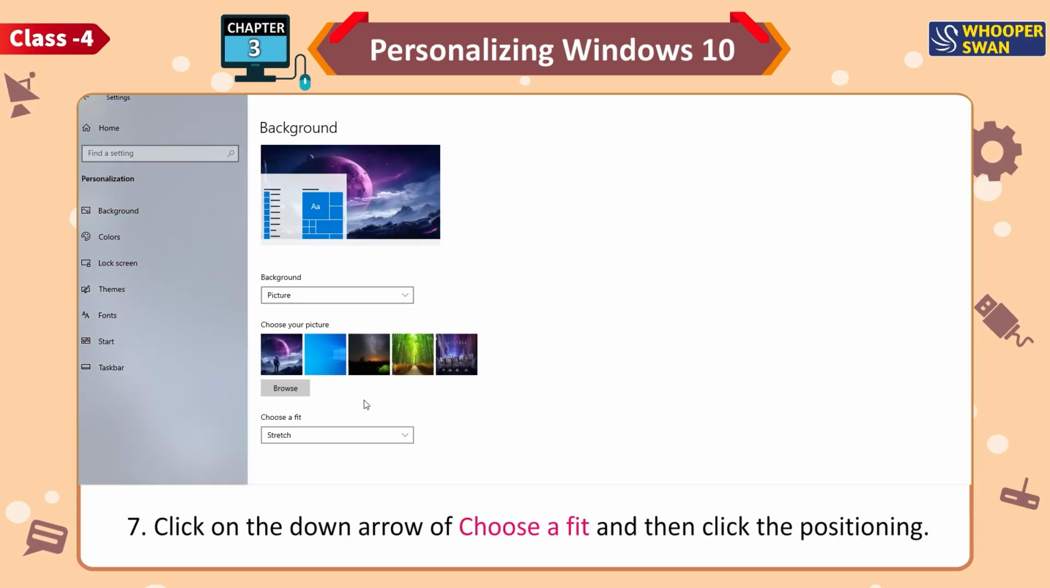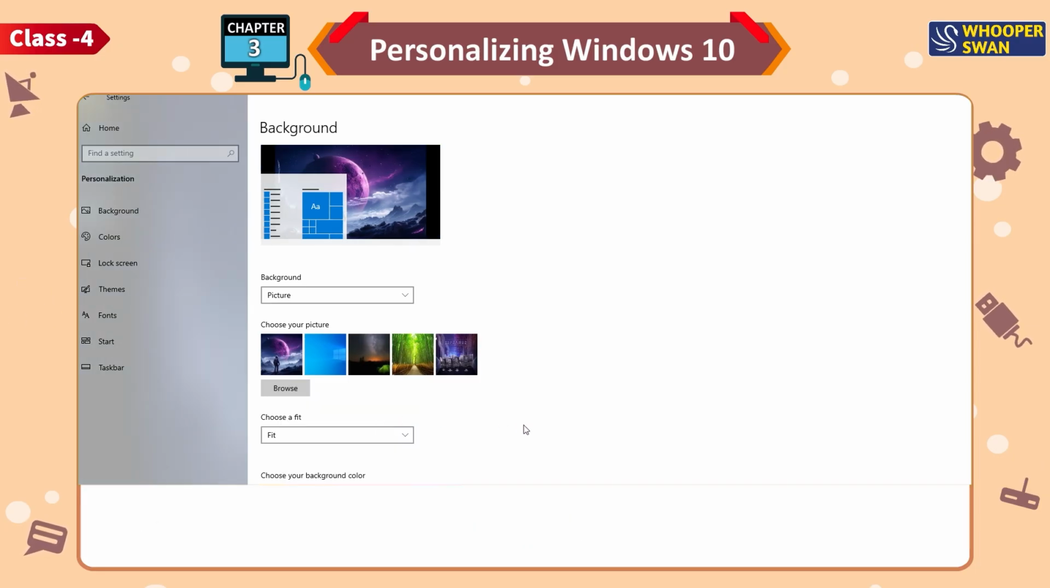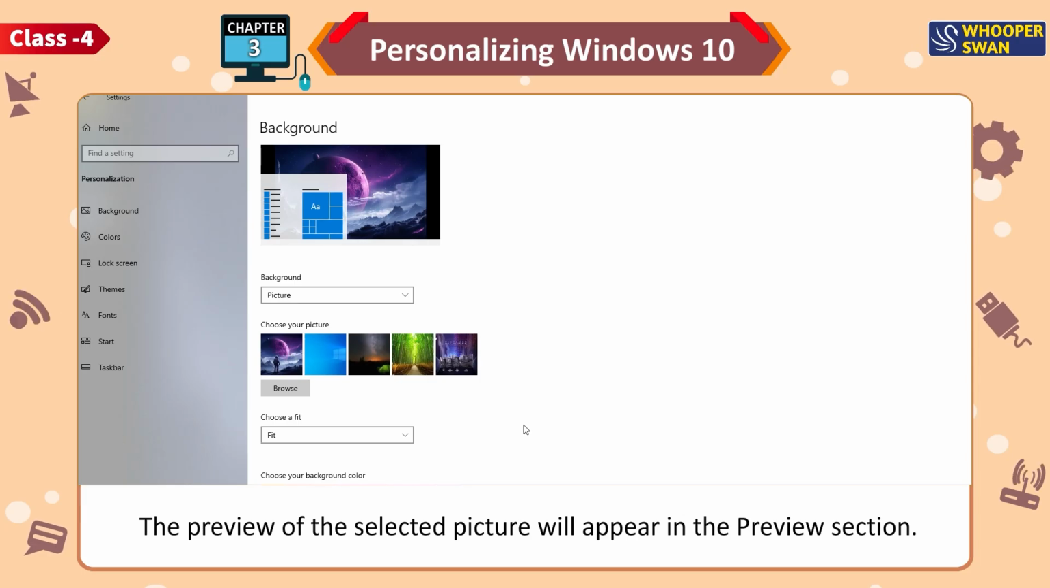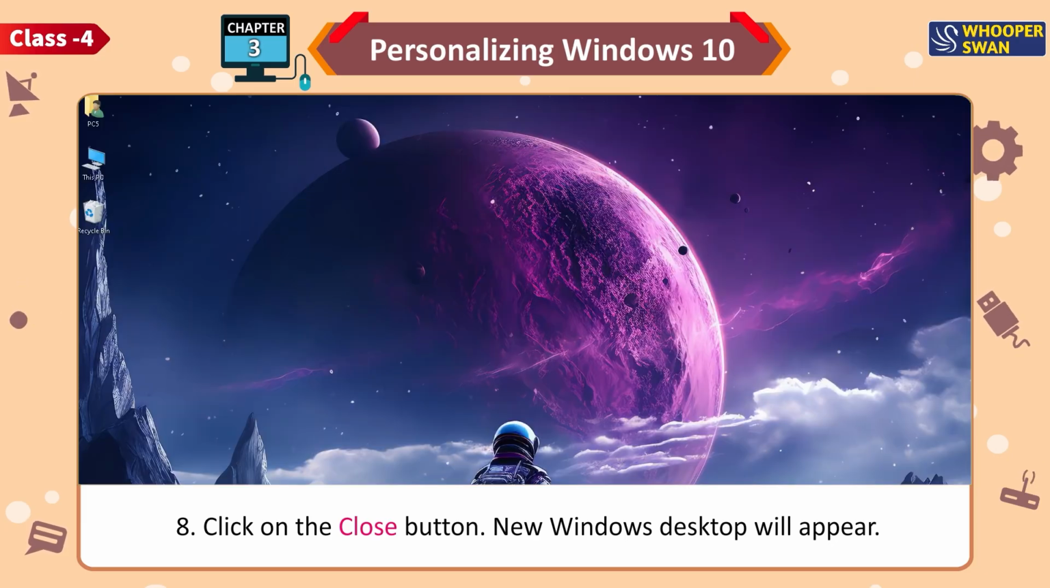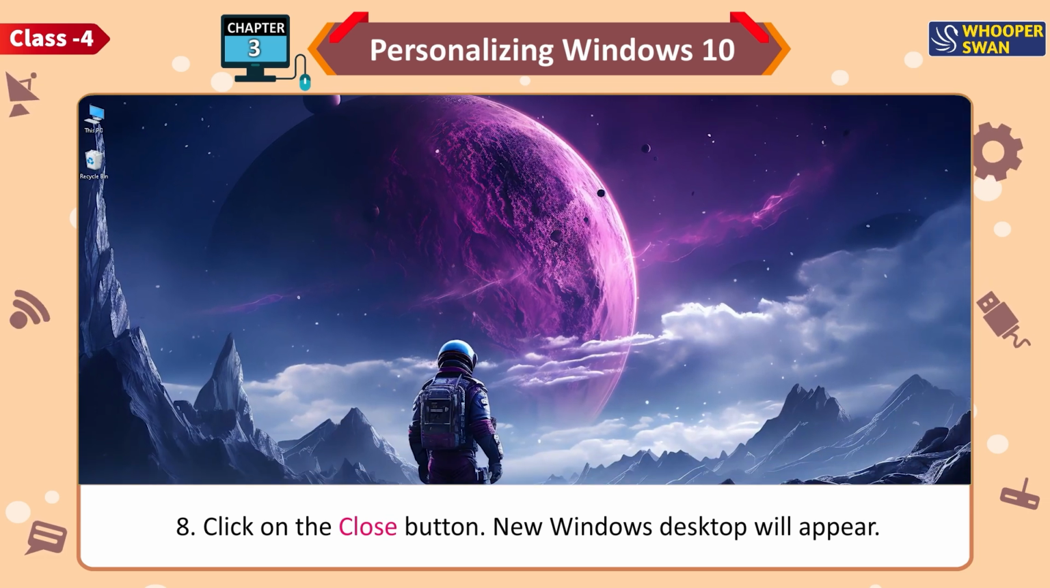Step 7. Click on the down arrow of Choose a Fit and then click the Positioning. The preview of the selected picture will appear in the Preview section. Step 8. Click on the Close button. New Windows desktop will appear.